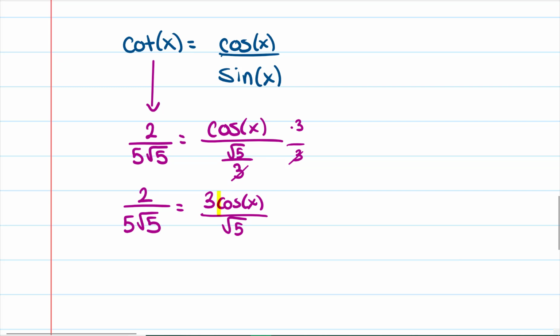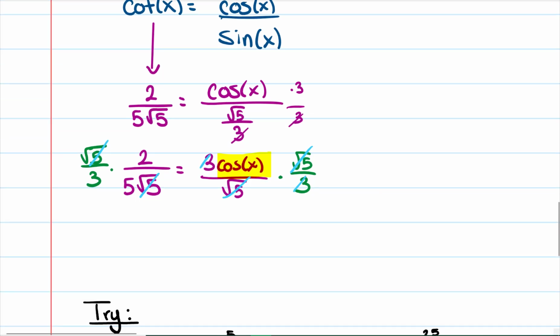And now my goal is to get cosine all by itself. So I'm going to multiply both sides by radical 5 over 3. And then these are going to reduce off. And I'm left with 2 divided by 15 is cosine. So my final answer, cosine of x, is equal to 2 divided by 15.